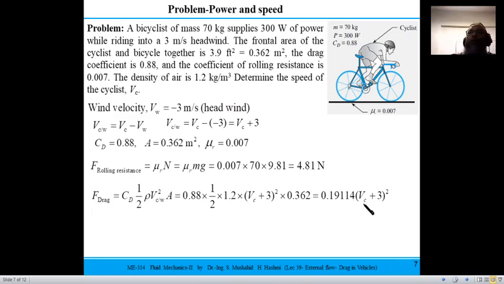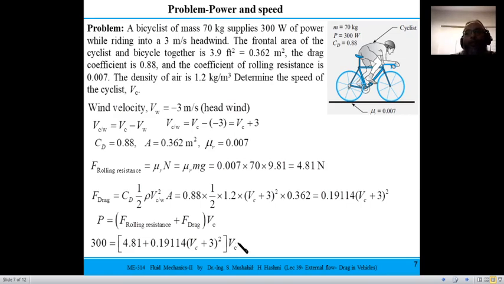We don't know the cyclist speed. That is something we have to work out. We know the power is given here. The power is equal to the driving force times the velocity of the cycle. So we can substitute these two expressions. We know the rolling resistance is 4.81 and the drag force is 0.19114 times (Vc plus 3) squared. So this is a non-linear equation, and we have to solve it. We can solve it using Excel or some spreadsheet.